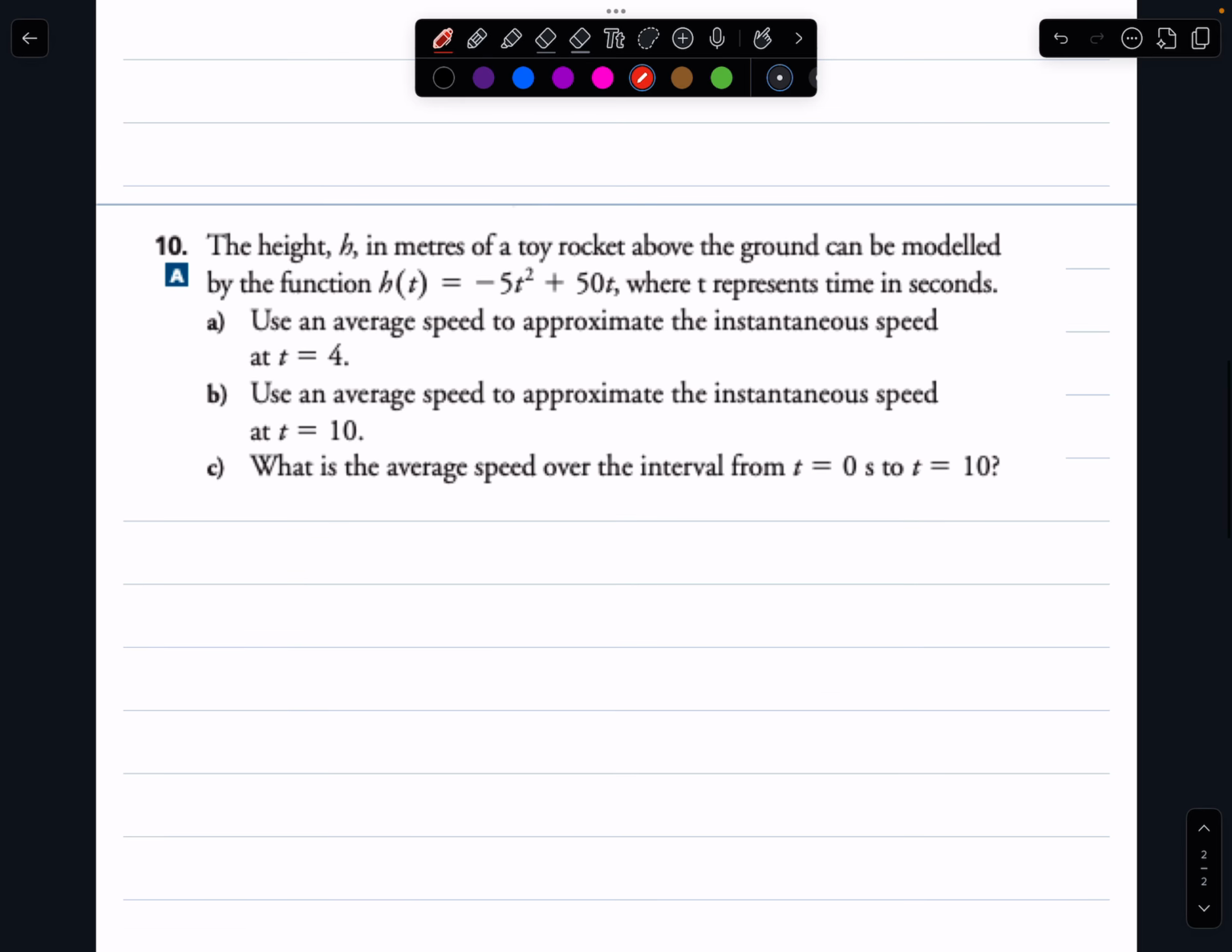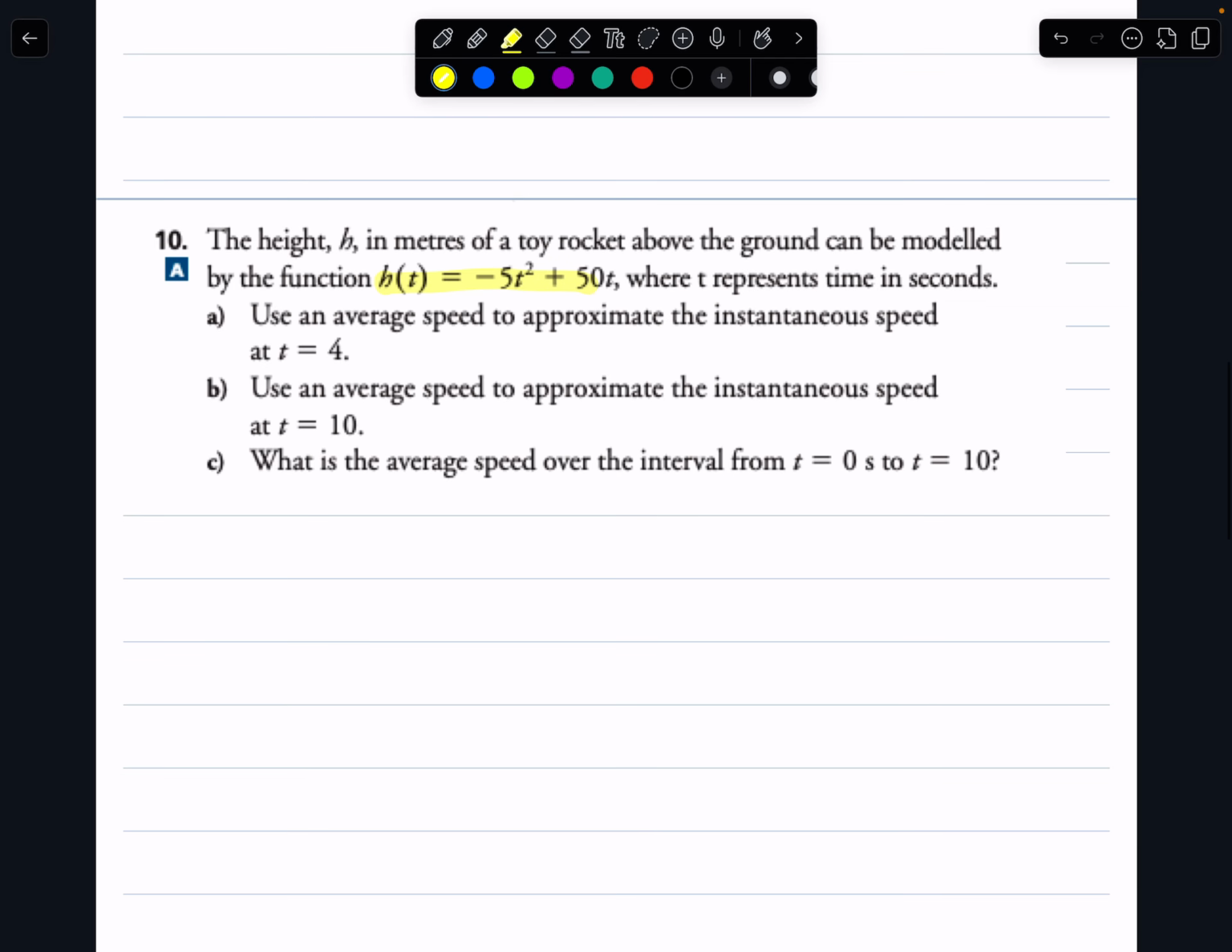Okay, moving on. Let's go to the next question. Very, very similar type of question. It says the height in meters of a toy rocket above the ground can be modeled by the function h at t is equal to negative 5t squared plus 50t, where t represents time in seconds. Use average speed to approximate the instantaneous speed at t equals 4.